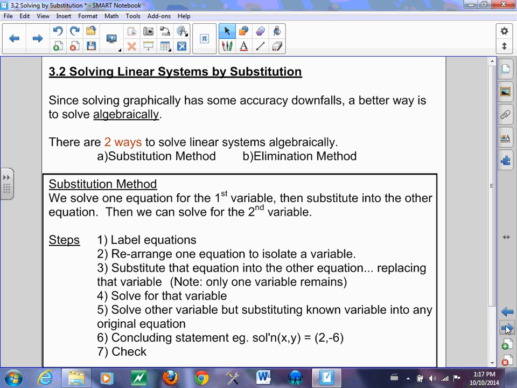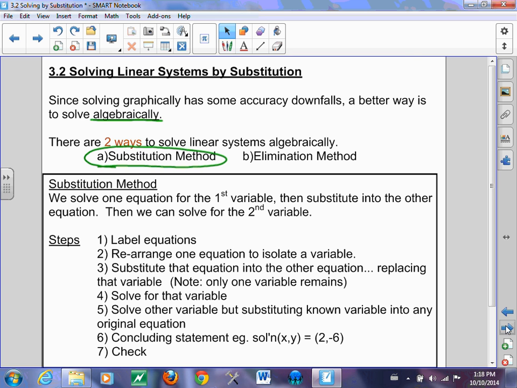All right. Since solving graphically has some accuracy downfalls, a better way to solve is algebraically. Algebraically means we don't have a grid. We don't have to worry about if our point of intersection hits one of the crosshairs or not, or if it's outside of our grid altogether. We don't have to worry about that anymore, because there are 2 ways to solve, and today we're going to focus on the substitution method. Next class will be the elimination method.